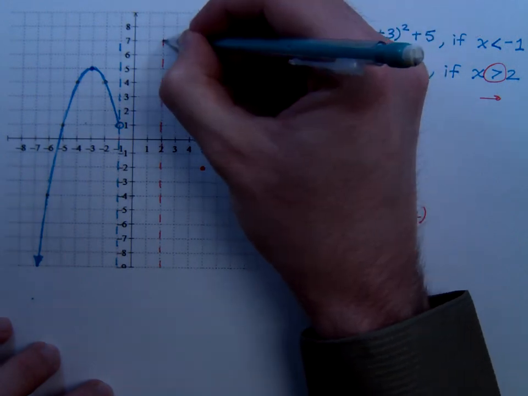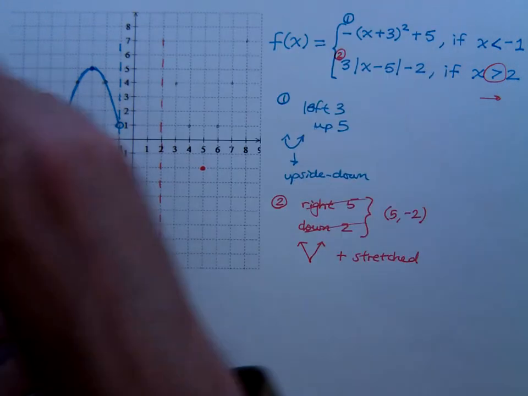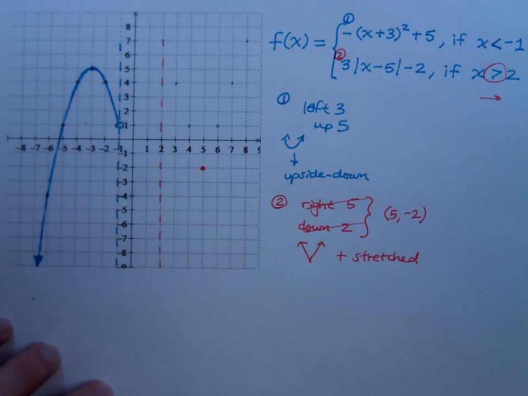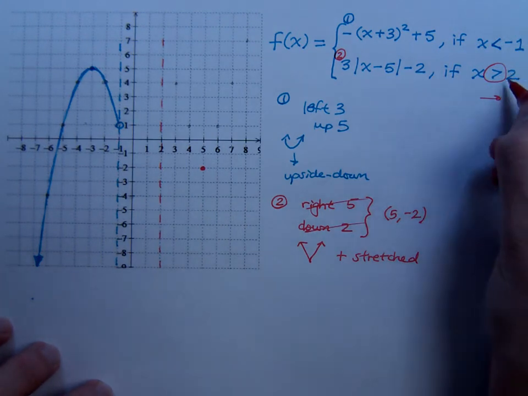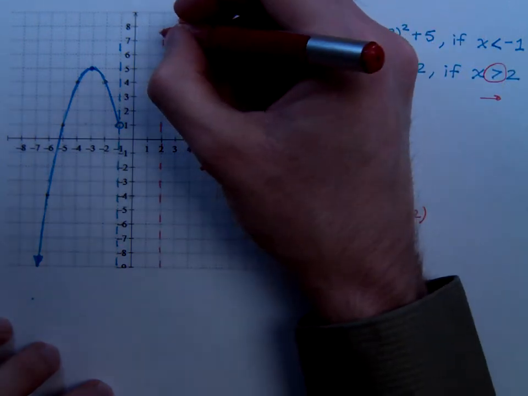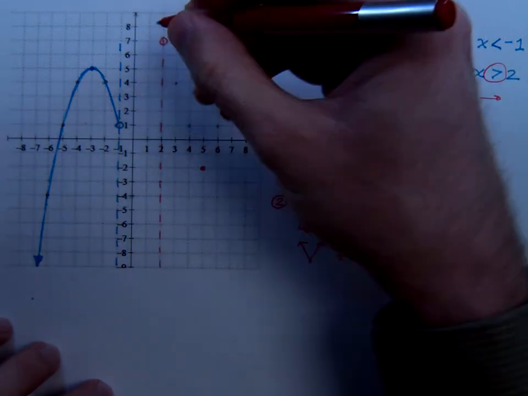What about this point right here? Is it open or closed? Why would it be closed? It's going to be open because I don't have what? I don't have equal to, so I would have an open point here.